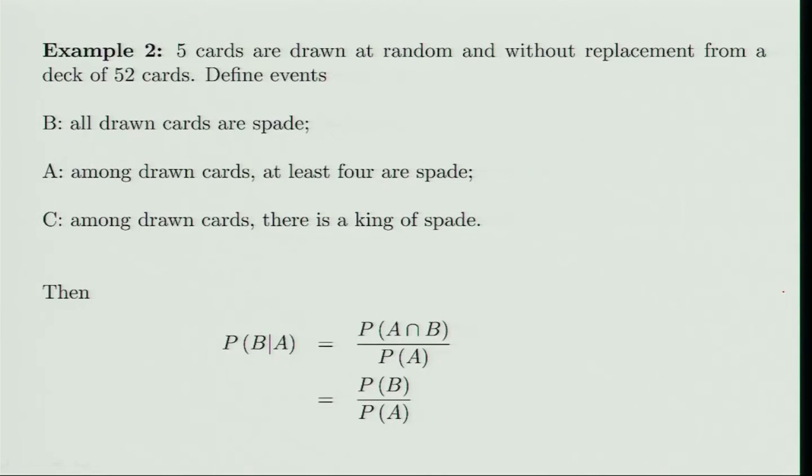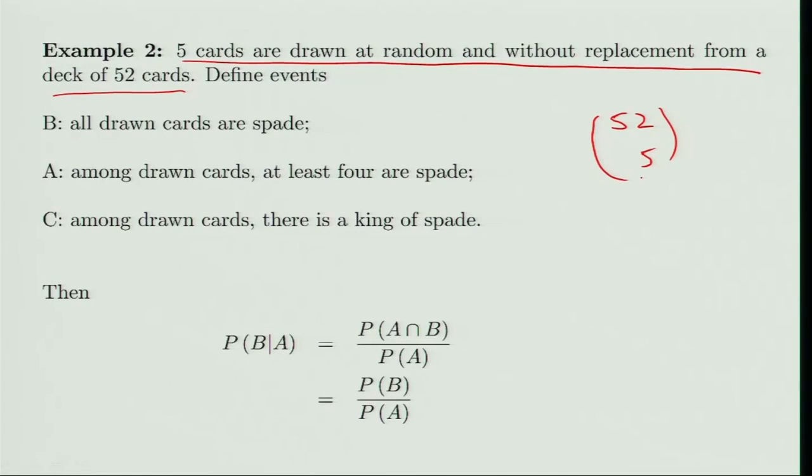Now let us consider one example. Your 5 cards are drawn at random and without replacement from a deck of 52 cards. So 52 choose 5 is the total number of possible cases in which 5 cards can be drawn from a deck of 52 cards without replacement. Because when it is without replacement, the cards are not repeated. So that is as good as saying that you have drawn all the 5 cards together.